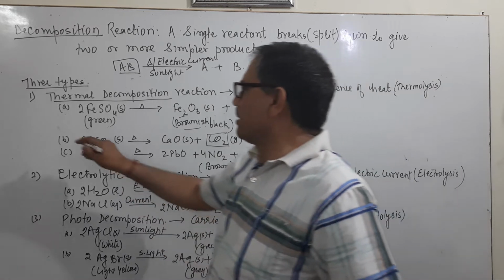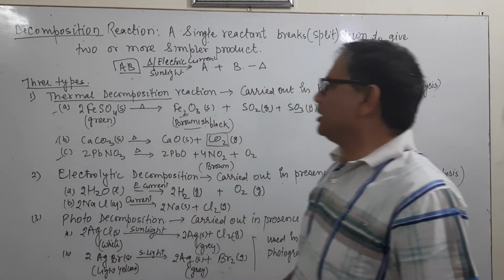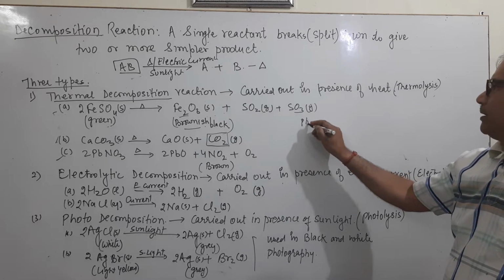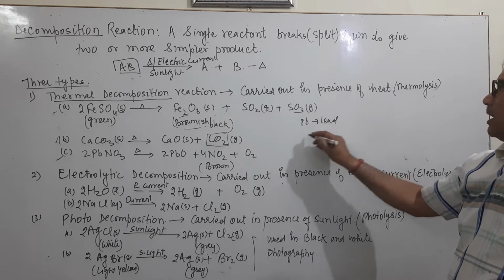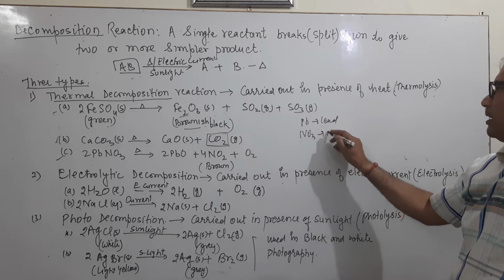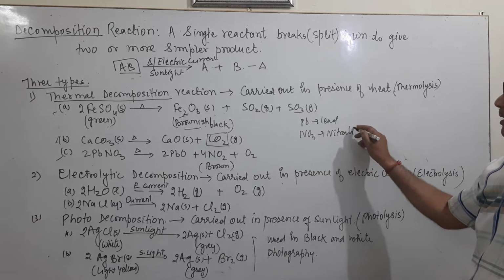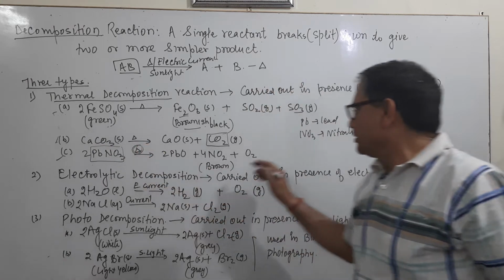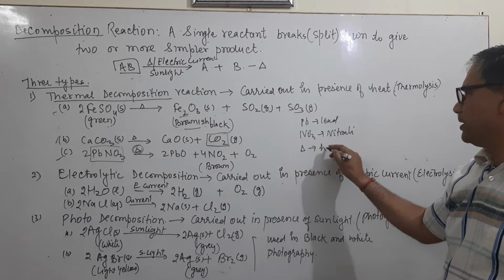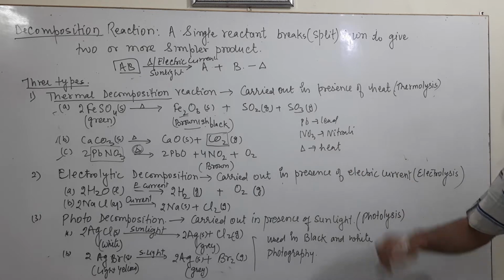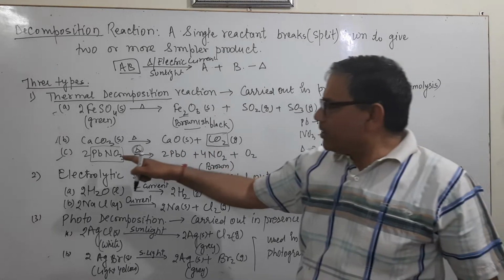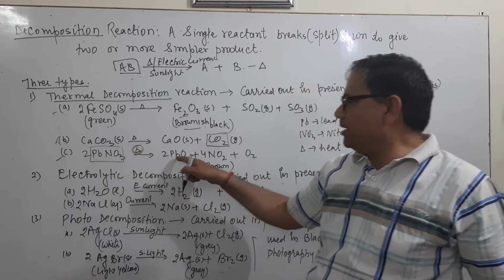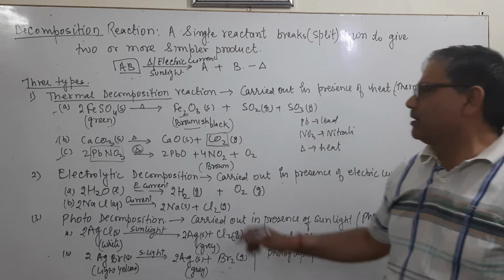And the third example is Pb(NO3)2, lead nitrate. Pb means lead, NO3 is nitrate, so lead nitrate. This lead nitrate will decompose in the presence of heat. This symbol represents heat. Decomposition of lead nitrate in the presence of heat gives lead oxide.